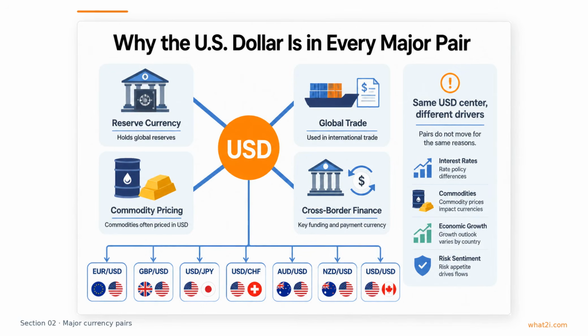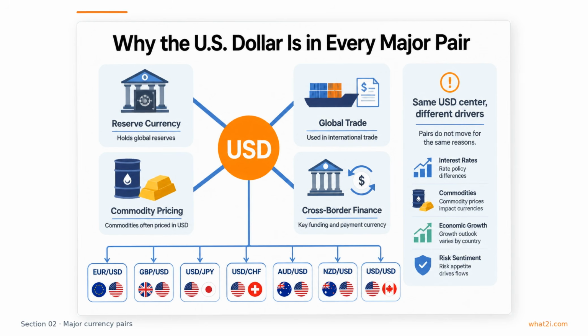The US dollar appears in every major pair because it sits at the center of the global financial system. It is the primary reserve currency held by many central banks, and it is widely used in international trade. Many commodities, including oil, are commonly priced in dollars, which keeps global demand for USD consistently high. The dollar also plays a central role in cross-border banking, financing, and payments. As a result, when the Forex market organizes around the most important and most liquid currency relationships, the US dollar naturally ends up in all of them. That is why understanding dollar drivers is such a big part of Forex analysis.